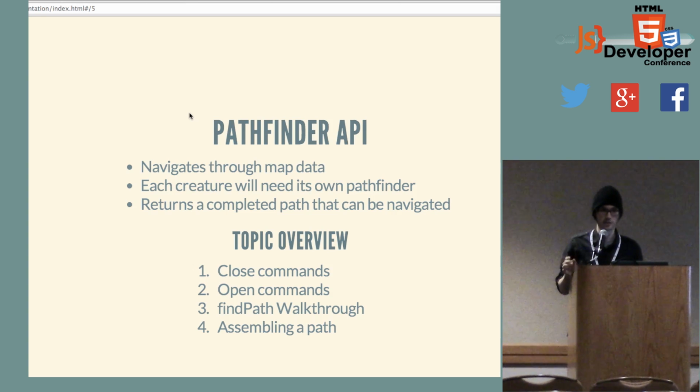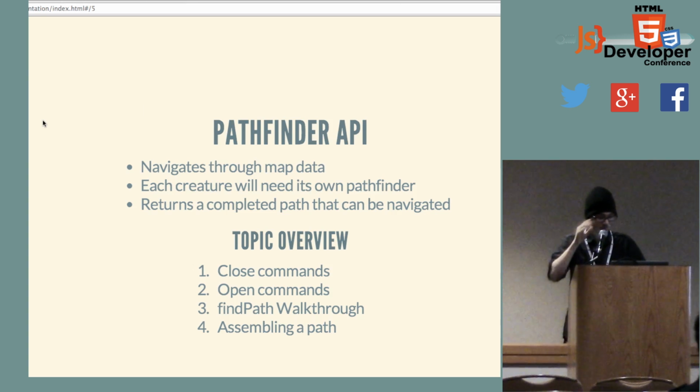So each creature in your game or whatever you're doing, let's say you have a car, or I'm sorry, several cars on a map, every one of those cars is going to need to have its own Pathfinder. You don't want to try to mix and run pathfinding algorithms off of the same Pathfinder. Long story short, it will be disastrous. You'll start getting multiple paths returned. I've tried it before. You don't want to try it. So when our Pathfinder is complete, it will actually return a full path that we can navigate.